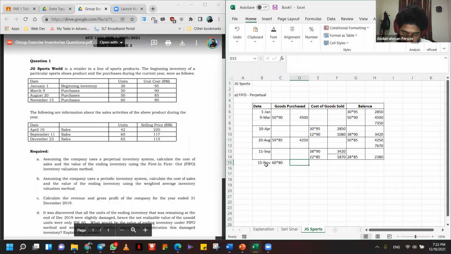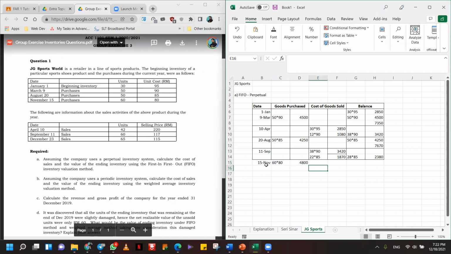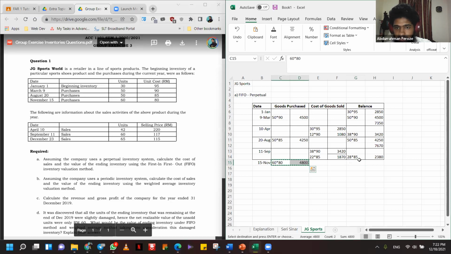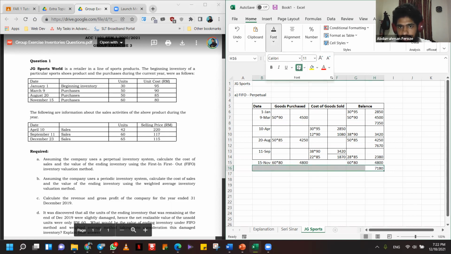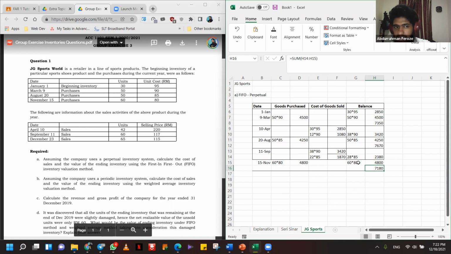If you guys have your calculator next to you, you can answer it as well. 4,800, correct? Yeah, 4,800. And now the ending balance would be: we already have these 28, and then we have this, and the sum of these two is the ending balance for 15th November. This is the ending balance, 7,180. 28 of it is at a cost of 85, 60 of it is costed at 80.